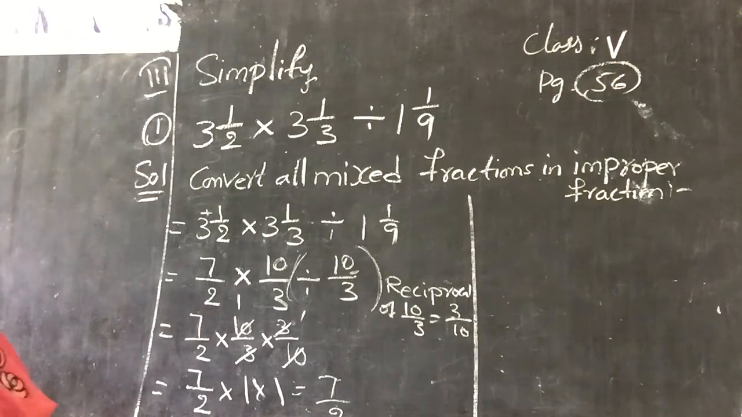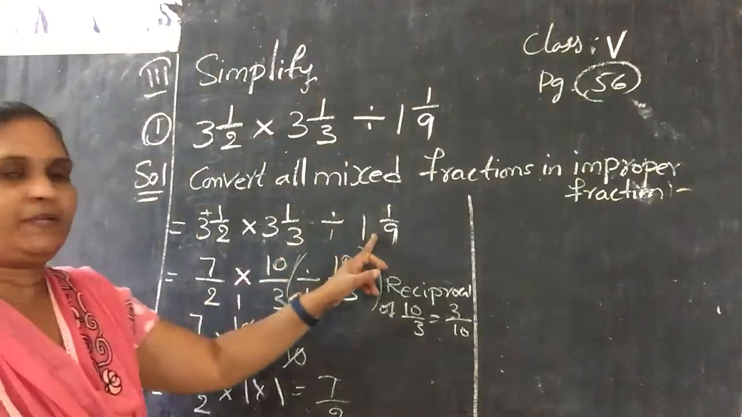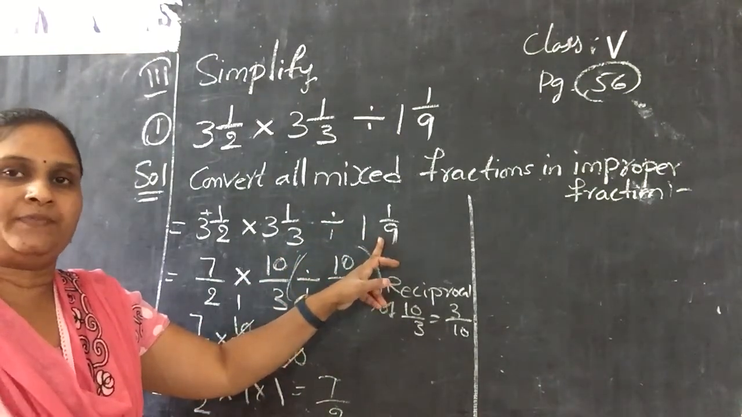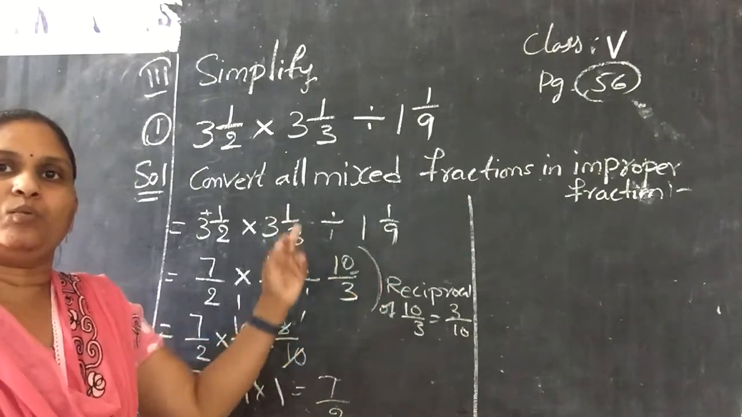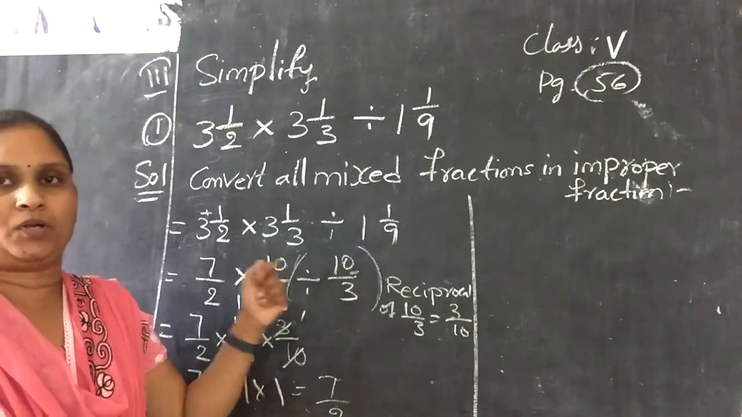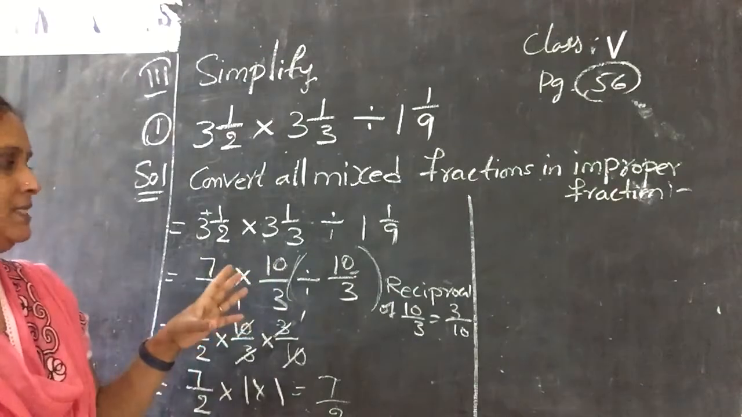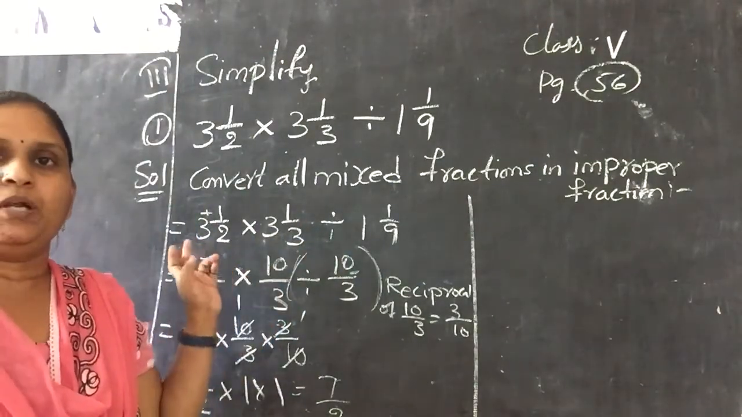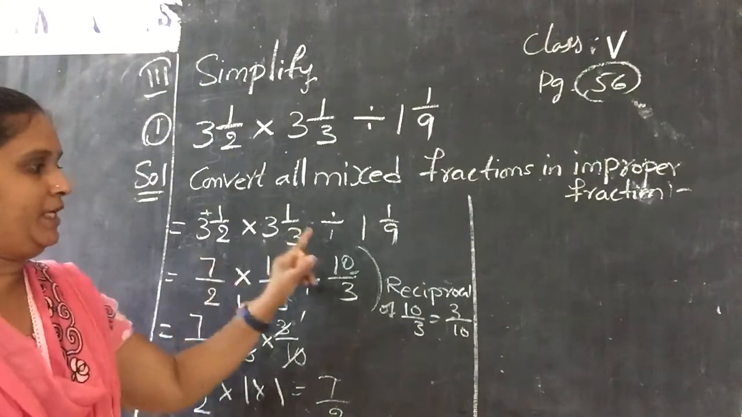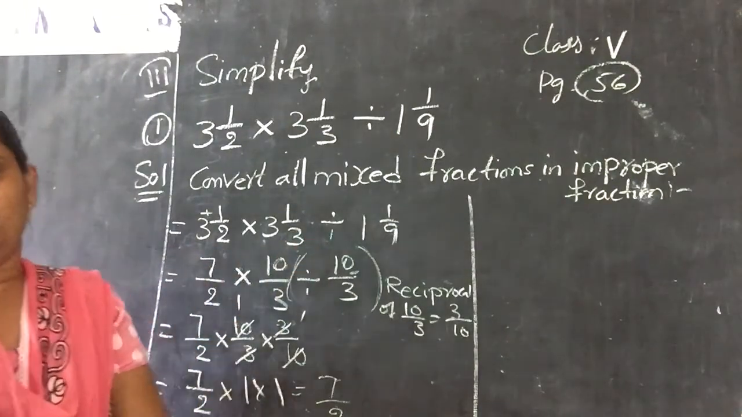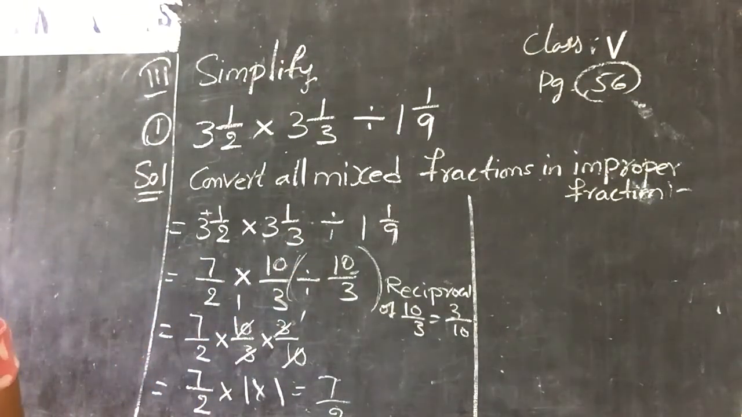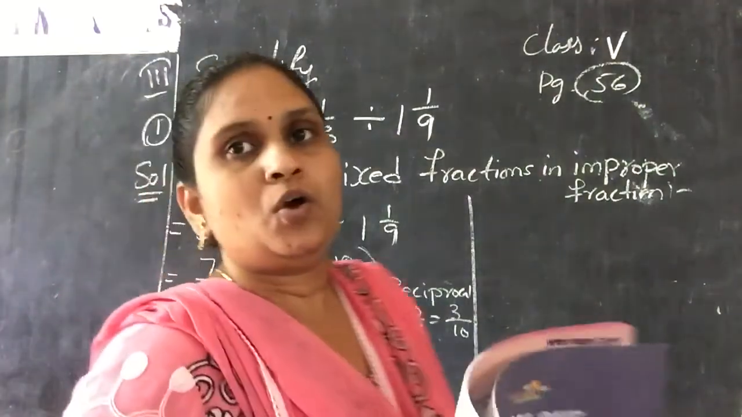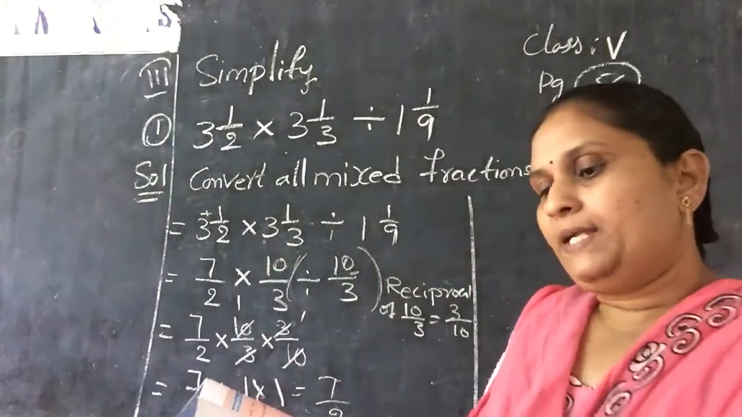Simple, children. After the division symbol, whatever the mixed fraction is, you have to convert into the reciprocal. But before this, all the mixed fractions have to be changed into improper fractions, and only then do the reciprocal. So page number 56 section 3, the remaining sums are also homework, and along with that there are fill in the blanks.